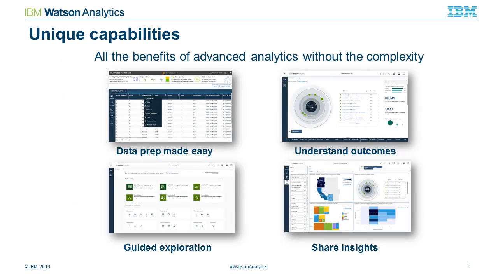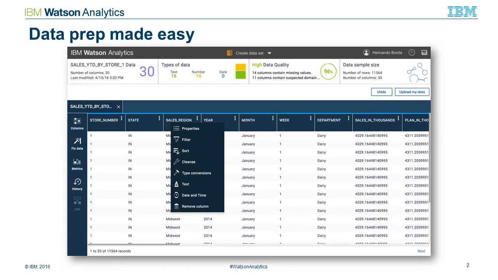Now, there are 4 unique capabilities that Watson Analytics has. And again, continuing this theme about providing analytics without the complexity, a lot of this has been designed to make this functionality much more accessible for our target user. So to take a closer look at these, one of the first pieces of functionality that's fairly unique to Watson Analytics is data prep made easy.